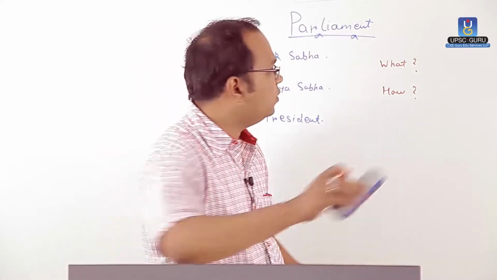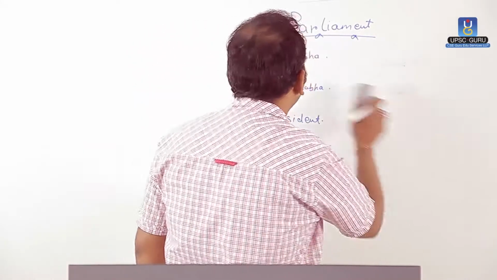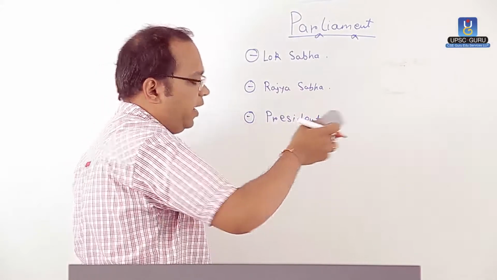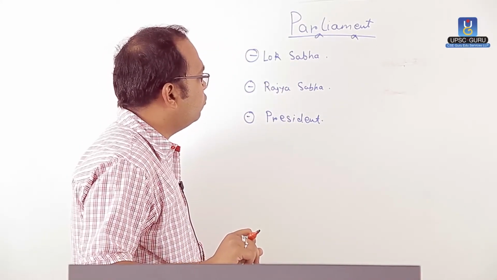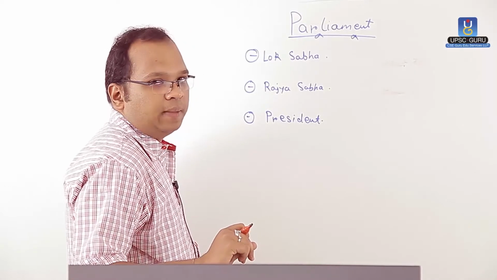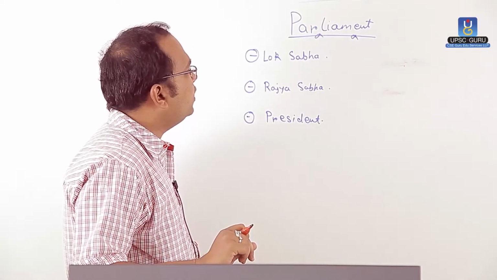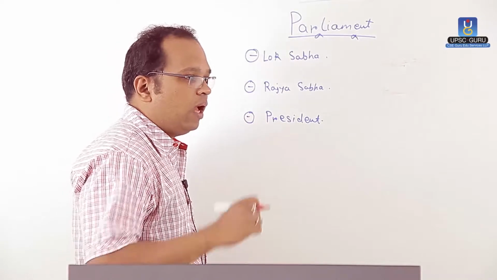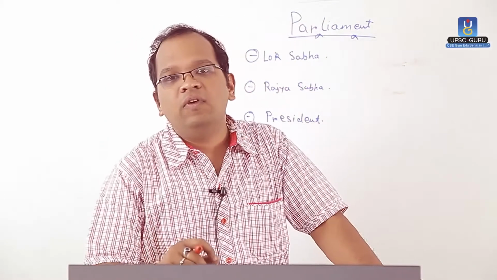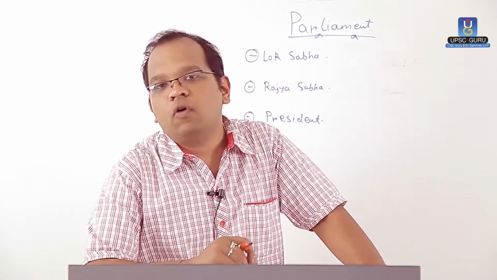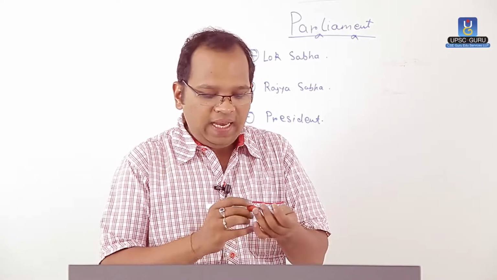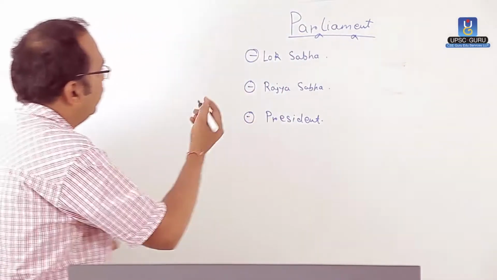Now we'll come to our point. Lok Sabha, Rajya Sabha and President are there. So what actually is this Lok Sabha, what is this Rajya Sabha, and what is this Parliament? Before discussing this, I want to review why in India we have a parliamentary form of government, and why it's not a presidential form of government. Before discussing this point, I'll take you to some important aspects.